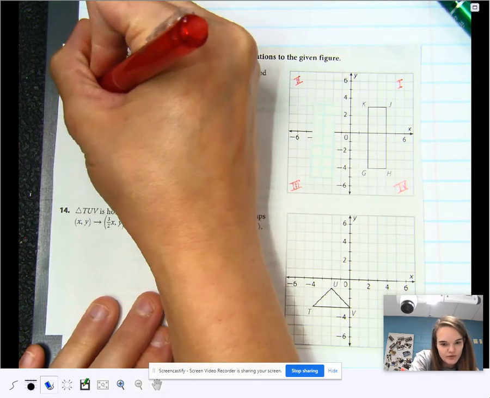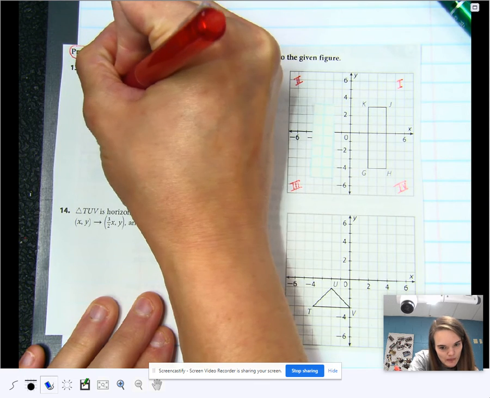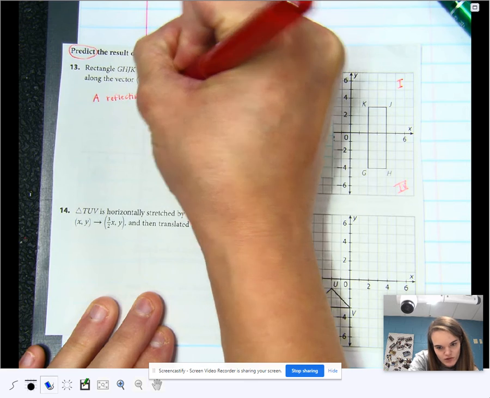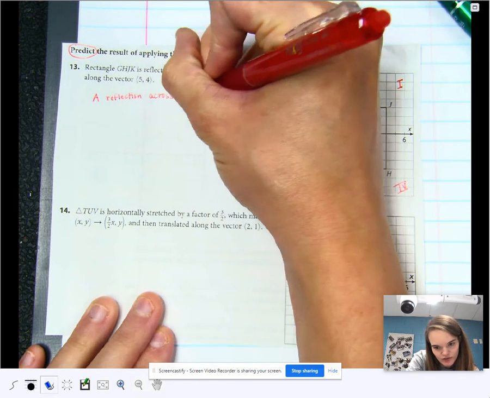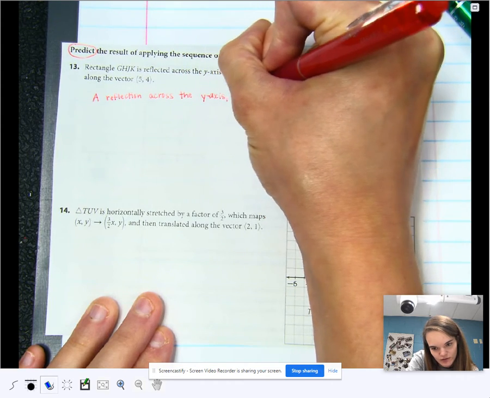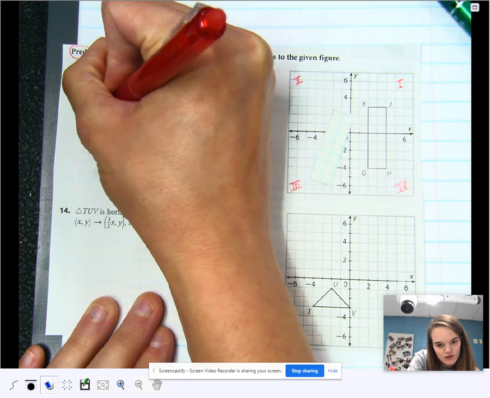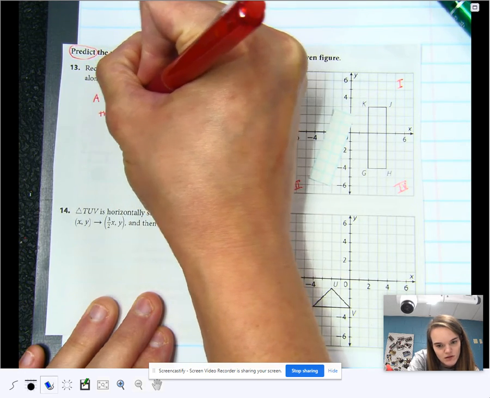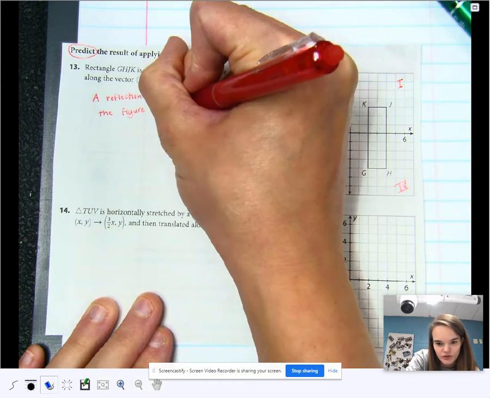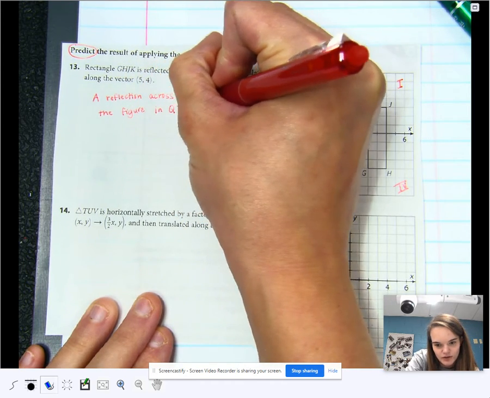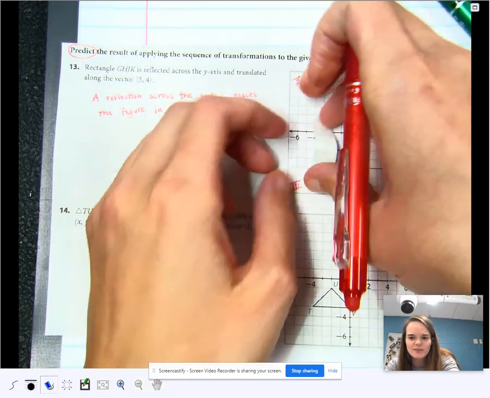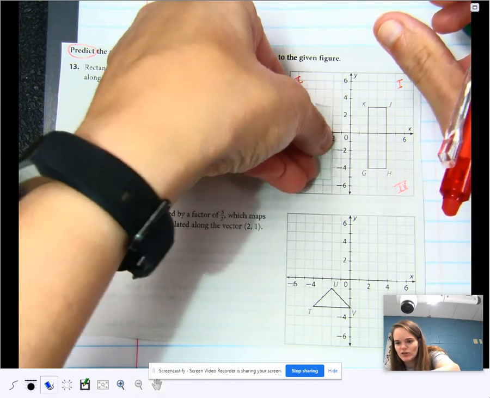So a reflection across the y-axis places the figure in Q2 and Q3. Okay, that's what that does. It's just predicting what's happening here. So you might not even need anything to actually flip.